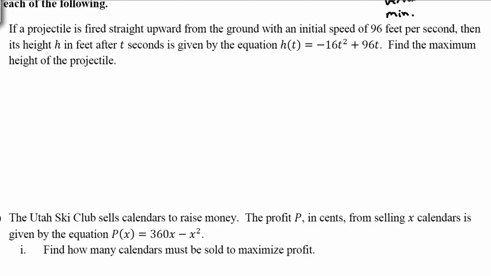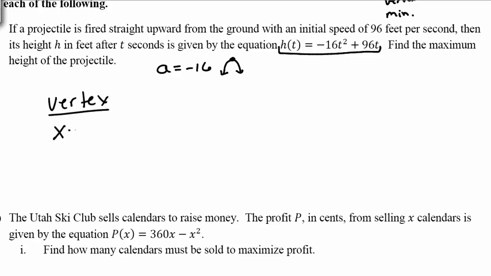Our first example here, if a projectile is fired straight upward from the ground with an initial speed of 96 feet per second, then its height h in feet after t seconds is given by the equation h of t equals negative 16t squared plus 96t. We want to find the maximum height of the projectile. So here's the equation of our quadratic function or our parabola, and the number in front of t squared, or a, is negative 16, and so our parabola does in fact open down, and so we do have a maximum point up here at the vertex. So that's what we need to do, is find our vertex.